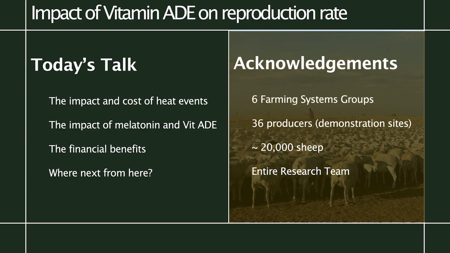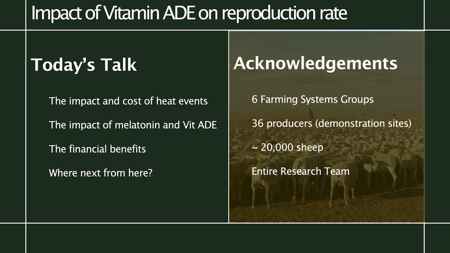So I've divided today's talk up into 4 main components. First, I'm going to introduce the impact in very general terms and the cost of heat events on sheep reproduction and flock productivity. Then I'm going to talk about what we need from solutions to these issues and the impacts in particular of melatonin, Orregulin, and vitamin A, D, and E drench. I'm going to talk about the financial benefits in very basic terms. And then I've also been asked to speculate on where to from here.